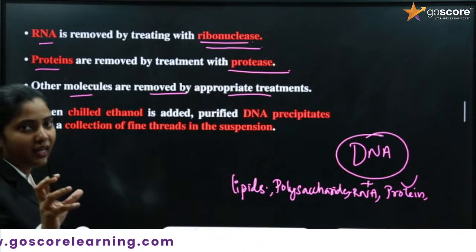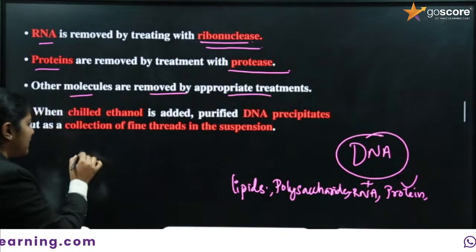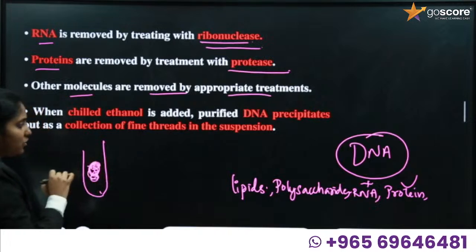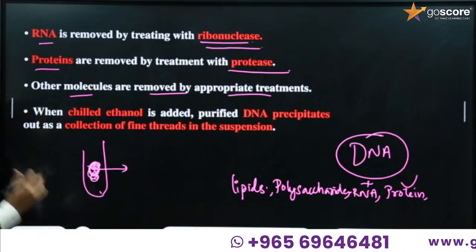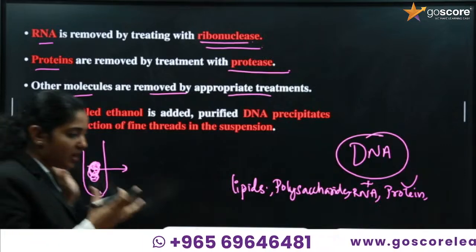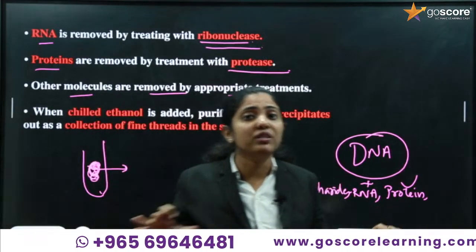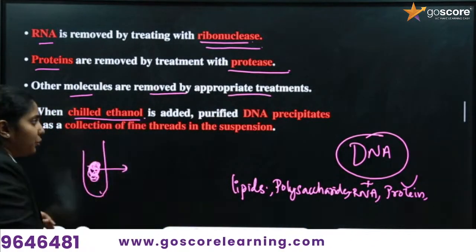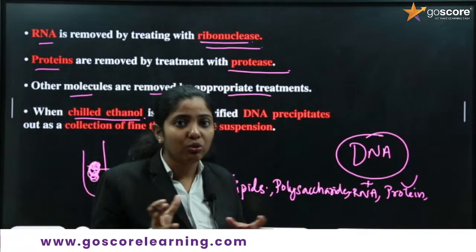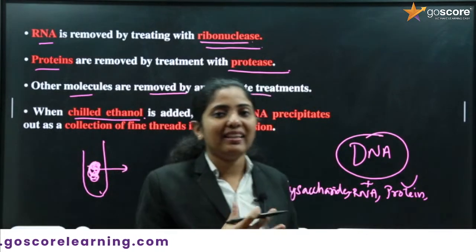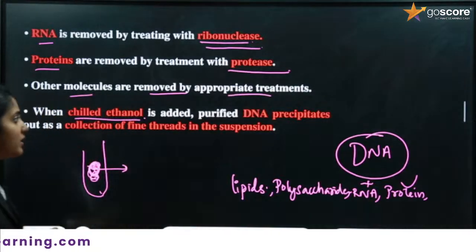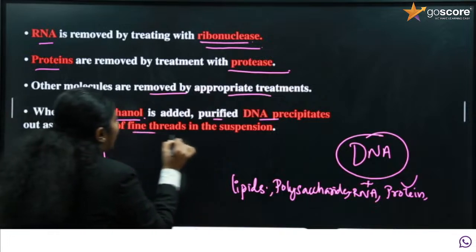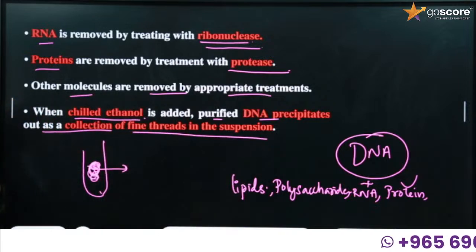Now we have DNA in our test tube, so we can consider that we are isolating it in a test tube. We need this DNA in a visible form. Actually, when we isolate DNA, it is not in a visible form, but when we add chilled ethanol, which means cooled ethanol, the purified DNA precipitates out as a collection of fine threads in the suspension.